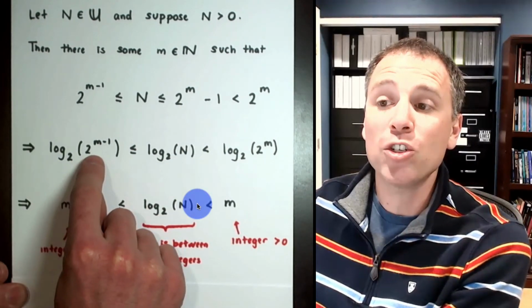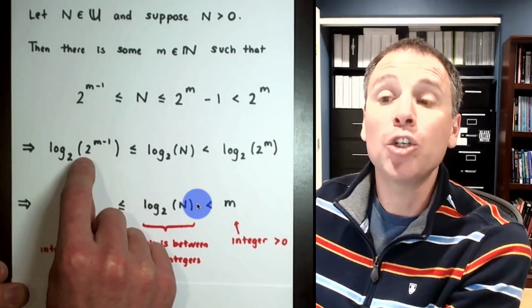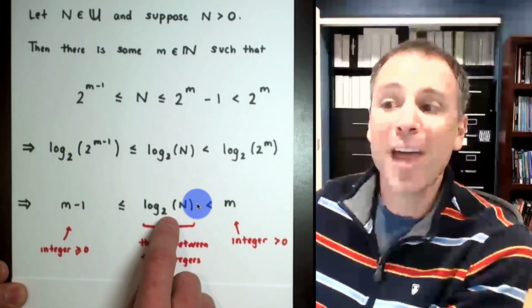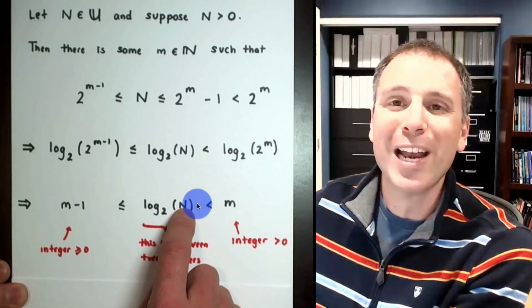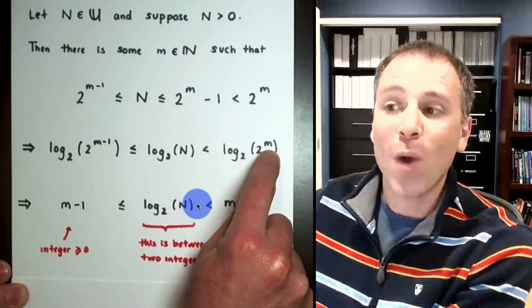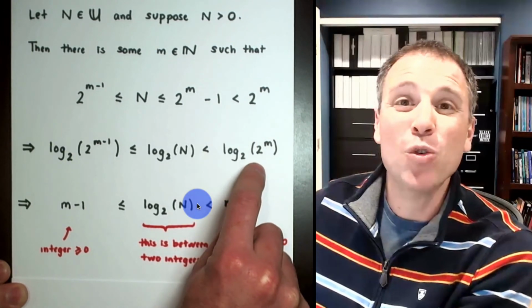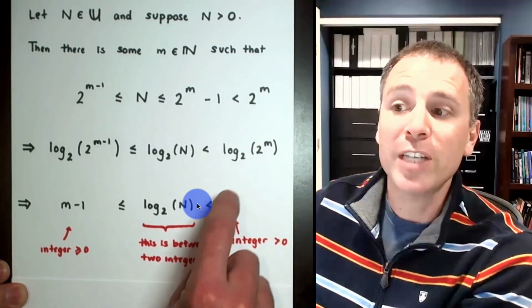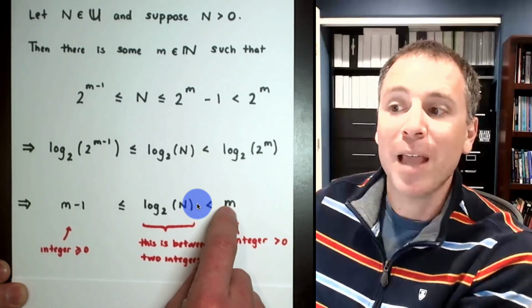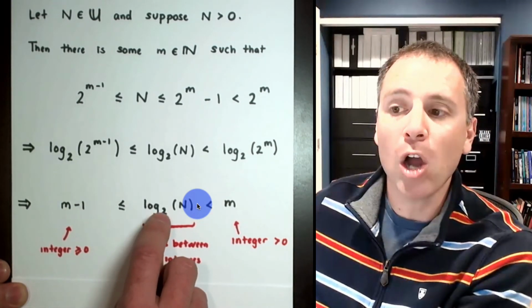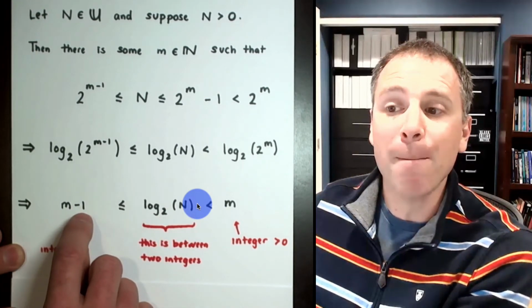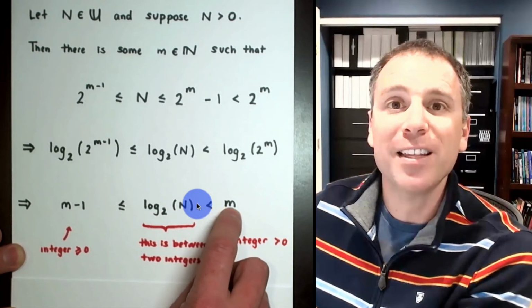And log base 2 of 2 to the m minus 1, the 2's cancel out and I'm just left with m minus 1. Log base 2 of n doesn't change because I'm not really sure what n is, and it's not clear that this is easy to simplify. But on the right-hand side of this inequality, log base 2 of 2 to the m, the 2's cancel out and I'm just left with m. m minus 1 is an integer. m is an integer, so now log base 2 of capital N is greater than or equal to the integer m minus 1 and strictly less than the integer m.